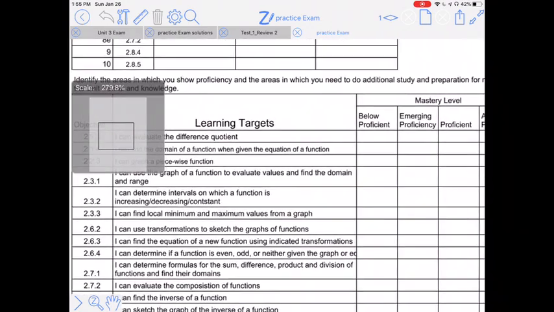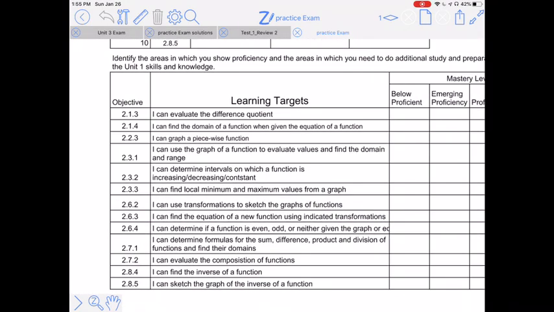I include this reflection page at the beginning of every practice test as a chance for you, after you have corrected the practice test, to have some time to seriously reflect. I can't stress how important and how effective it can be to self-reflect on your learning, and not just how you feel your score is. It's not just about a score, it's how you are performing on each of these individual learning targets. These are the same learning targets that you had on the Unit 1 tracker.